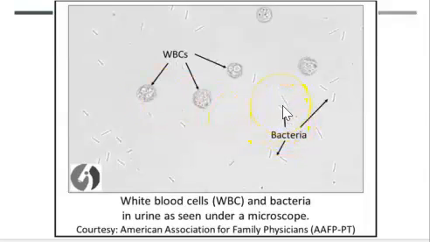Here are different bacteria on the slide. This is a rod-shaped bacteria that the arrows are pointing to. These little small dots are the round bacteria, and another name for the rod-shaped bacteria is bacilli.